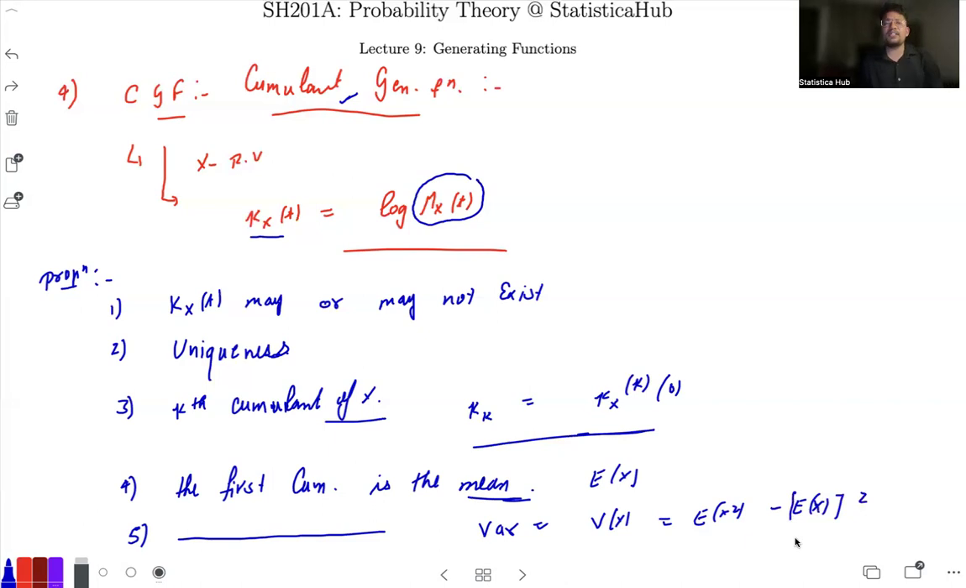So that's how we cover the different types of generating functions. In this particular course, SH201A, we have to go for the basic idea about different generating functions. We covered what a generating function is, then the probability generating function, then the MGF, then the characteristic function, and finally the cumulant generating function. I hope you're able to understand.